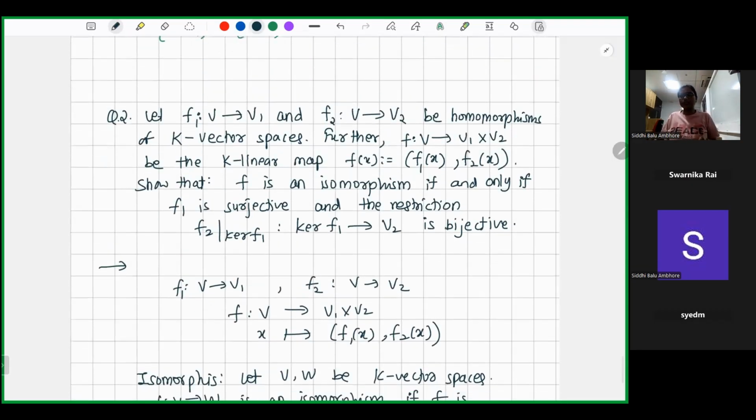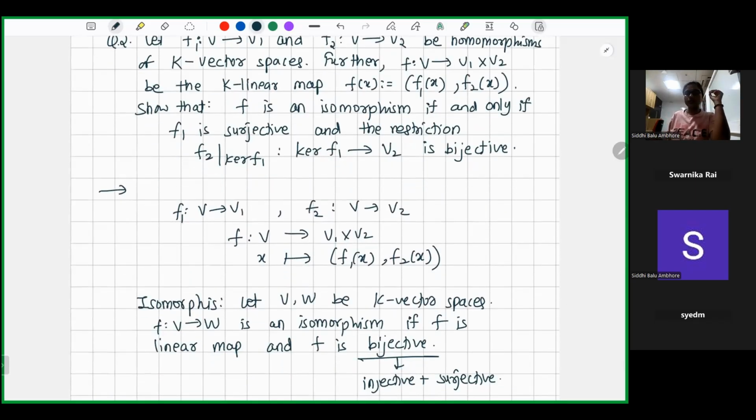So this condition means that F is an isomorphism if and only if F1 is surjective and the restriction map is bijective. Instead of checking F completely, to declare that F is an isomorphism I'm just taking these two maps. F1 is surjective. I don't even want to check whether F1 is injective or not. And second, this F2 map on the kernel of F1 is bijective. These are the only conditions we need to check.